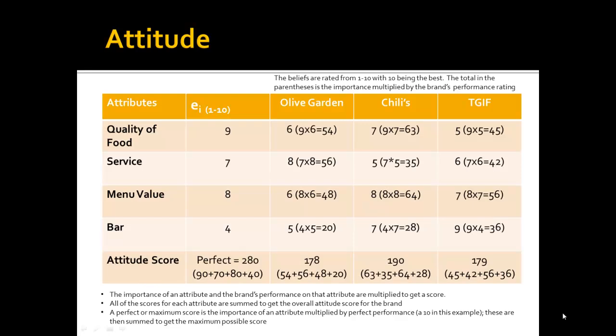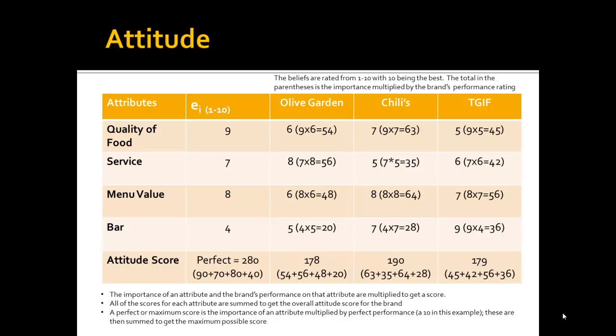Here is the multi-attribute model that we worked up for Olive Garden, Chili's, and TGIF. Assuming that we're Olive Garden, we can see that while quality of food is the most important, our performance is pretty poor. We're only rated a 6, behind Chili's and just ahead of TGIF's. The second most important thing to customers was menu value. That's an 8. We're only rated a 6, last. Then service, where we're rated the highest, at 8, compared to a 6 and 5 for Chili's.